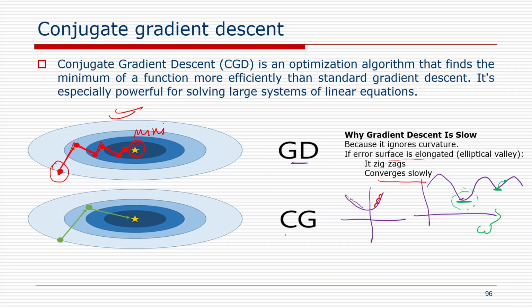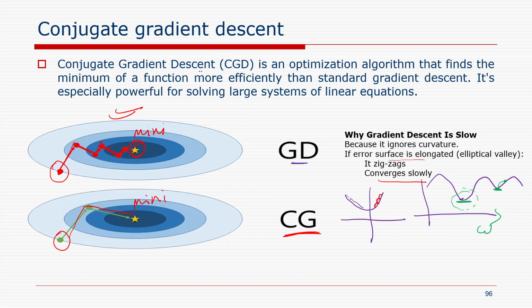But we will go with the conjugate gradient. Say in this diagram what you're seeing, I started here, my steps will be a little faster, and within a few iterations I can converge and find the minimum. That is the guarantee which the conjugate gradient can give us.